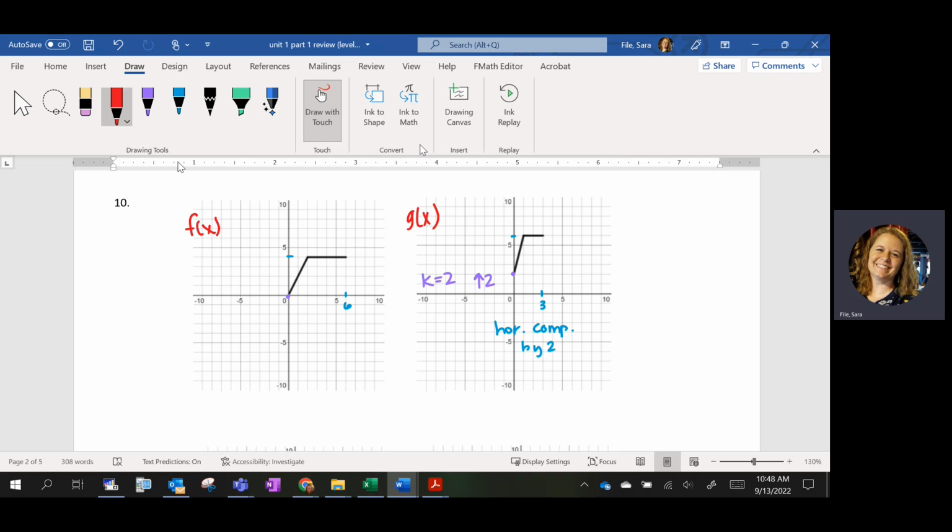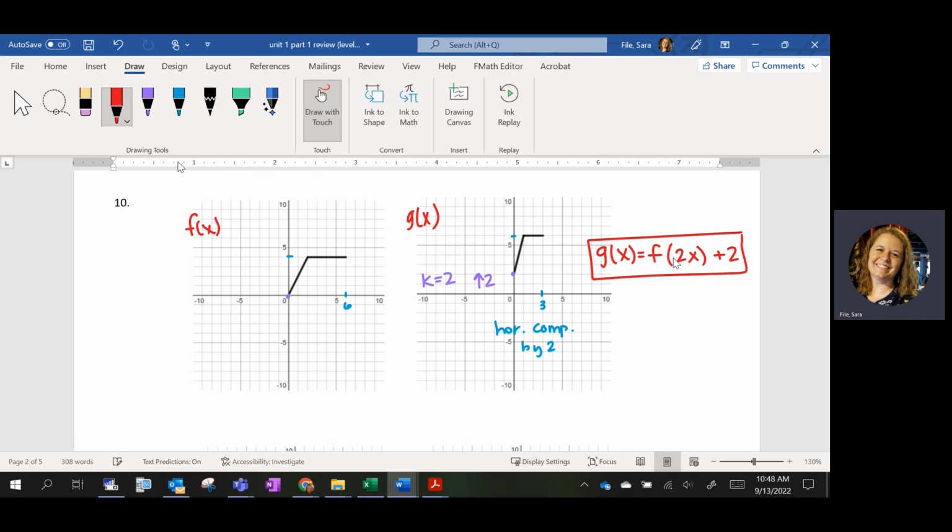Okay, so this is going to look like this. No vertical stretch, so no A, no reflection. H, no shift inside, but the horizontal compression is inside. So that's a 2x on the inside and a +2 on the outside for the vertical shift.